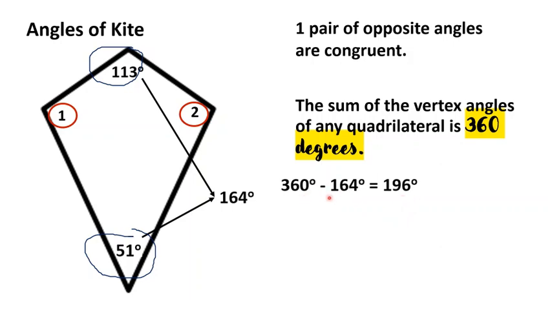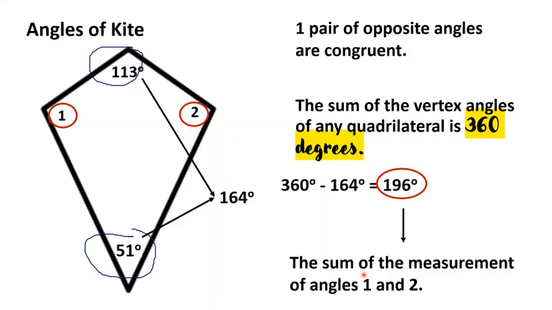Bakit natin minus yung 360 sa 164? So that we can identify the measurement of this angle. 360 minus 164 is 196. Itong 196 na to, ito yung measurement nung sum ng angle 1 at angle 2. That is the sum of the measurements of angles 1 and 2. But we are not yet at our final answer. Hindi natin pwedeng sabihin na ang angle 1 ay 196 degrees at ang angle 2 ay 196 degrees. Ang binabanggit lang natin dito ay yung sum ng angle 1 and angle 2 is equal to 196 degrees.